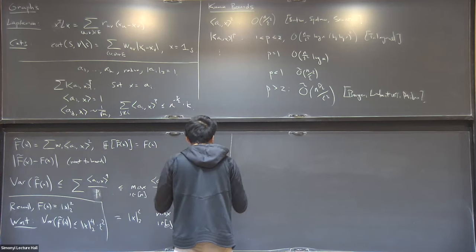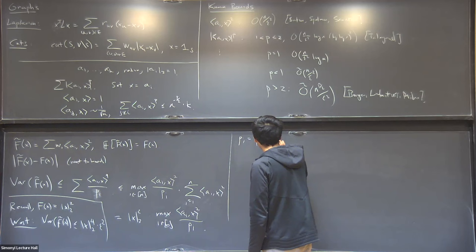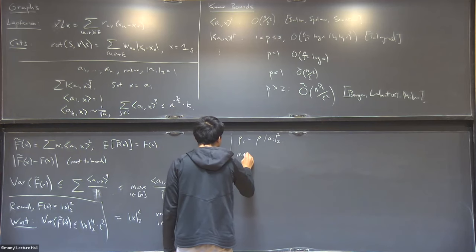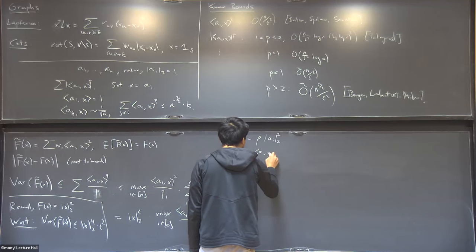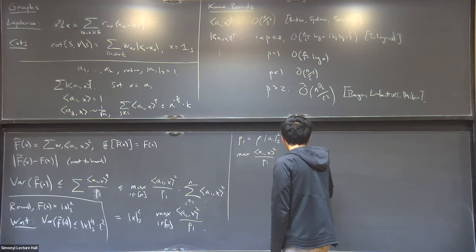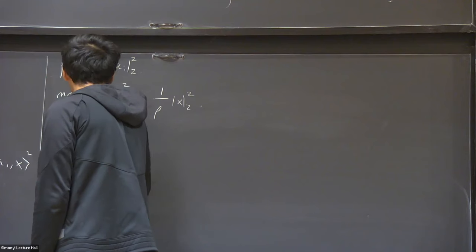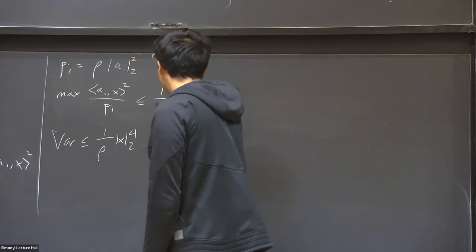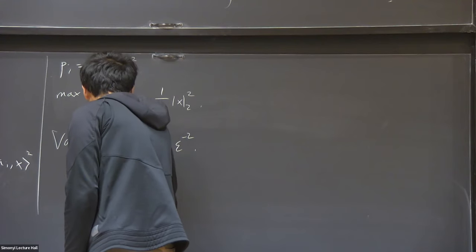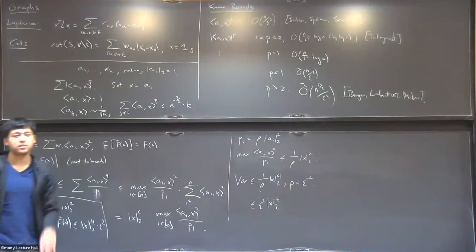Yeah, that's basically right. So pi should be proportional; let me write it as rho for now, times the norm of ai squared. So why does this work? Well, then this second term, max of (ai dot x) squared over pi, by Cauchy-Schwarz will be at most 1 over rho times the x two norm squared. So this whole quantity, the variance, is at most 1 over rho times the x two norm to the fourth. For example, if I had chosen rho to be epsilon to the minus 2, then this would be at most epsilon squared times the x two norm to the fourth. So the variance is at most that, and therefore, on average, the error will also be at most that for a fixed x. Okay, good.